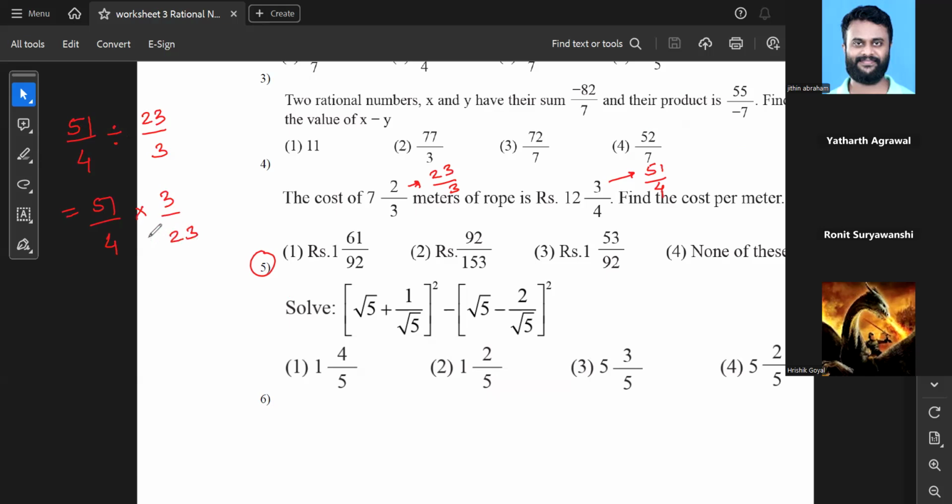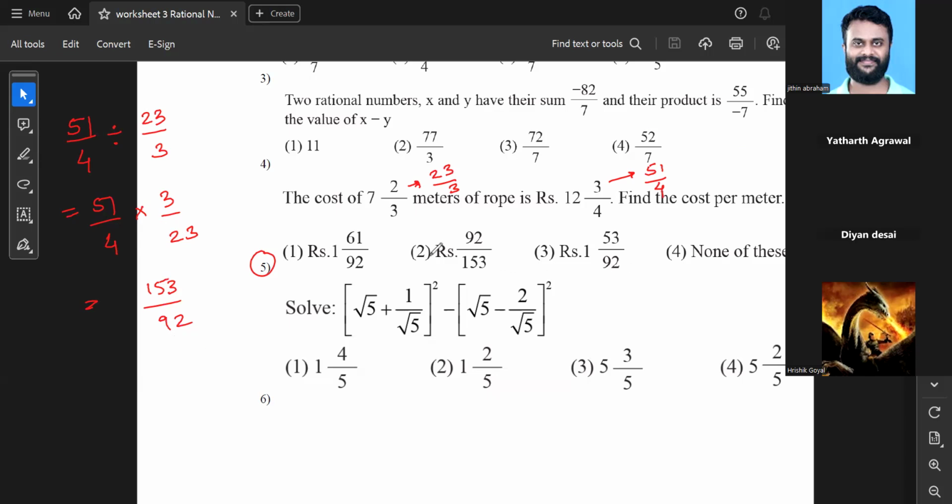Okay, now let me see whether there is any possibility of cancellation of any numbers. I don't think there is. I don't see any possibility of cancellation, so I simply multiply them. 51 multiplied by 3 gives you 153. So I'll write it over here. 153 divided by this one gives me 4 times 23, which is 92. Yes, correct, my bad. 92. So it's 153 upon 92.